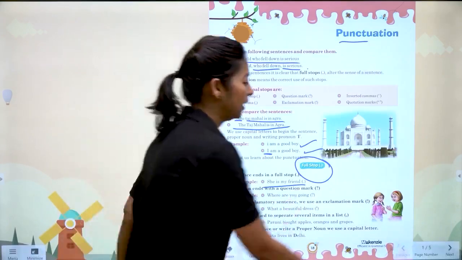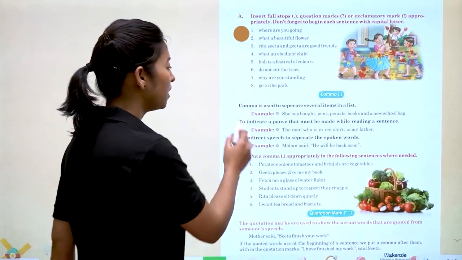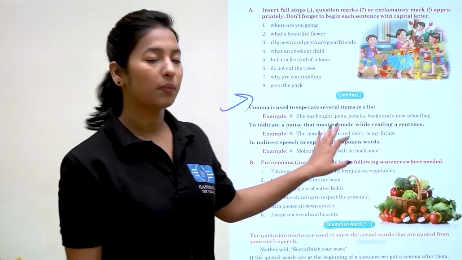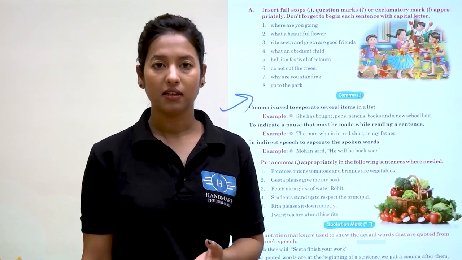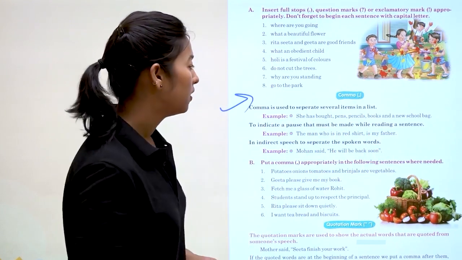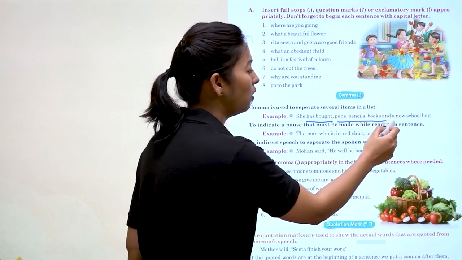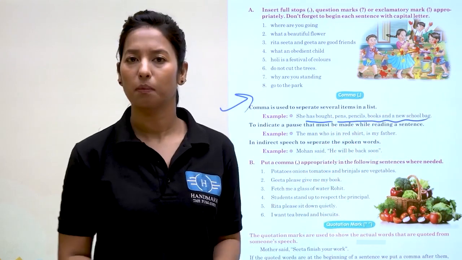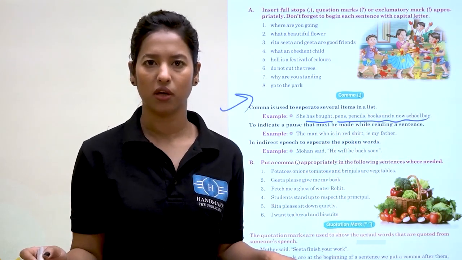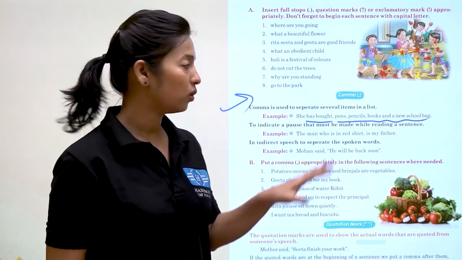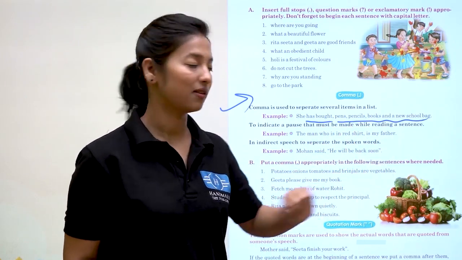Now children, let's see comma. So comma is used to separate several items in a list as we have already discussed. For example, she has bought pens, pencils, books, and new school bags. So there are so many things we are talking about. That's why we have used comma to separate these things.